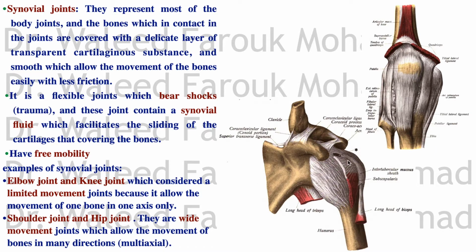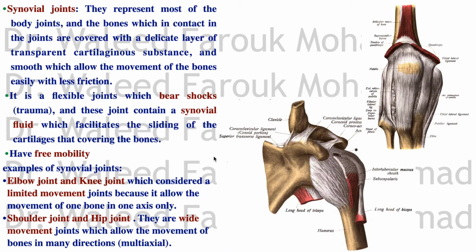Like for example, the shoulder joint, you can move it this way and up and down, and even circulatory movement. That's called circumduction. So this is the main difference between the different types of synovial joints in the body. So do not forget this, please.